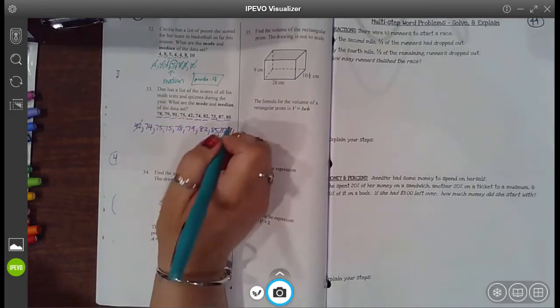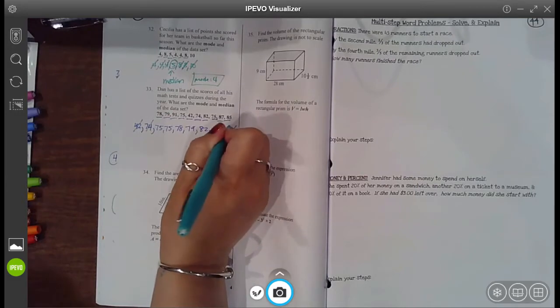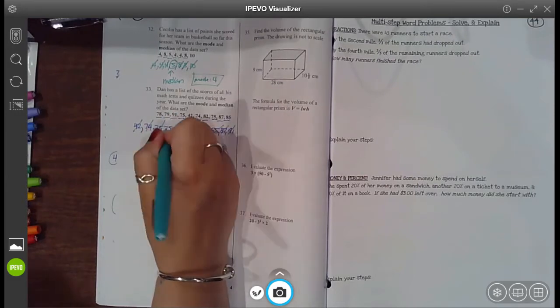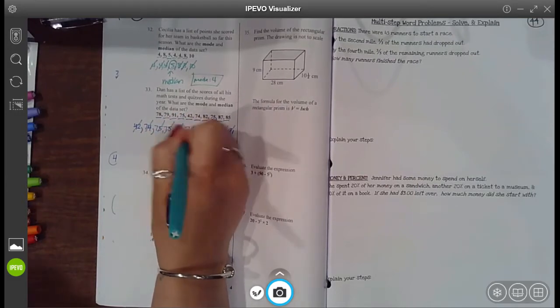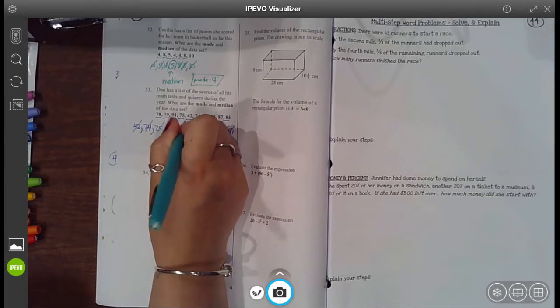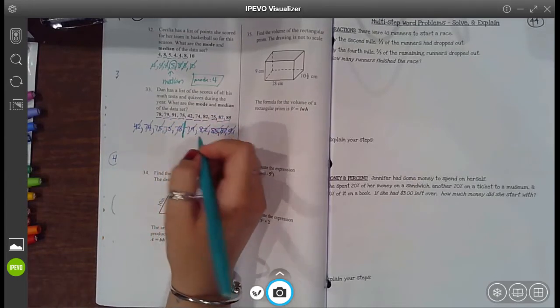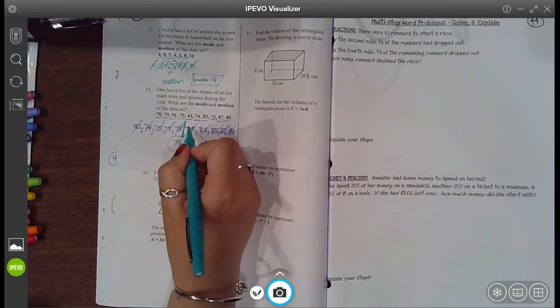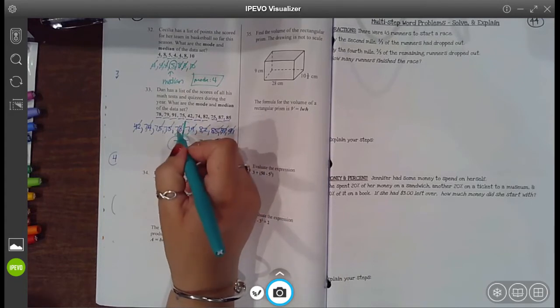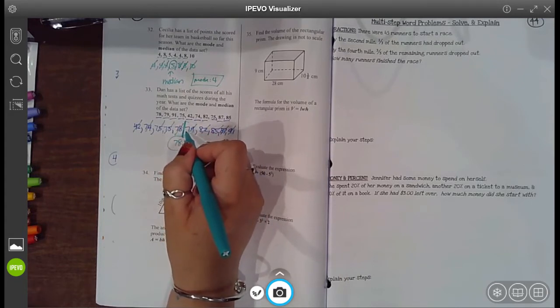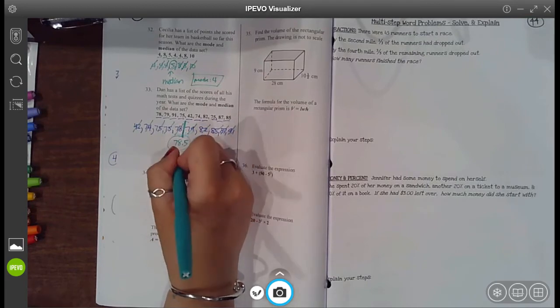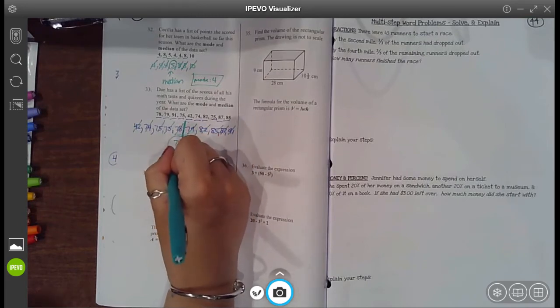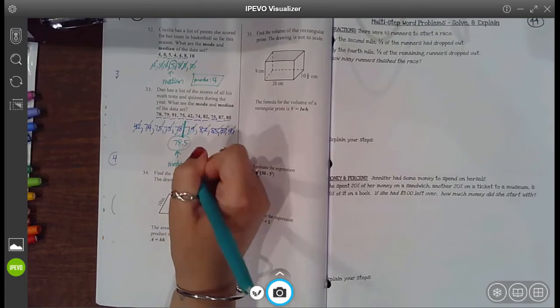So cross off from the beginning and the end, beginning and end, until it's between 78 and 79. Well, what's between 78 and 79? 78.5. If you didn't know that, then you could find the average of the two numbers it's between. So you'd add those and divide by 2. So 78 plus 79 divided by 2, you still would have gotten 78.5 for your median.